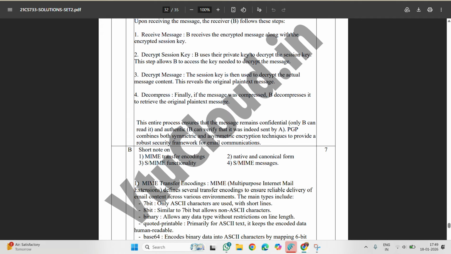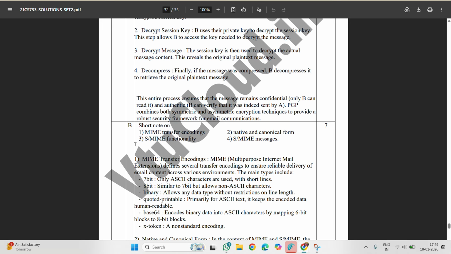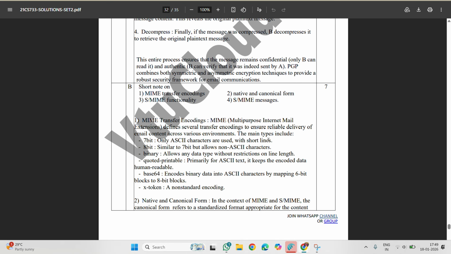And coming to the next question 10b, write a short note on MIME transfer encodings, native and canonical form, S/MIME functionality, S/MIME messages. Explain the short note on these four terms.